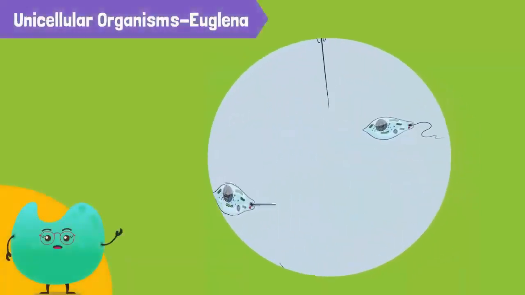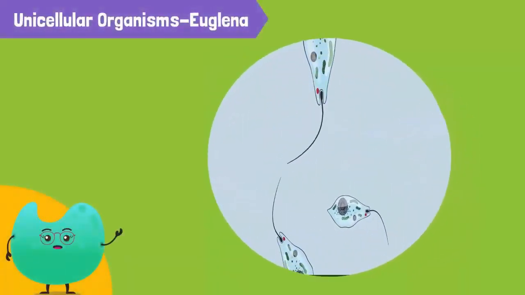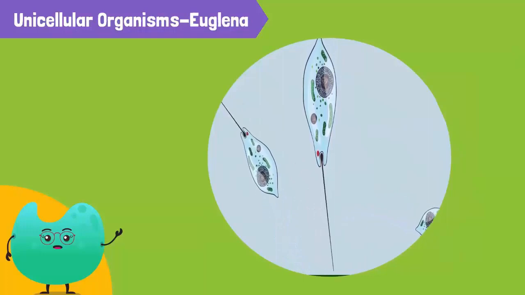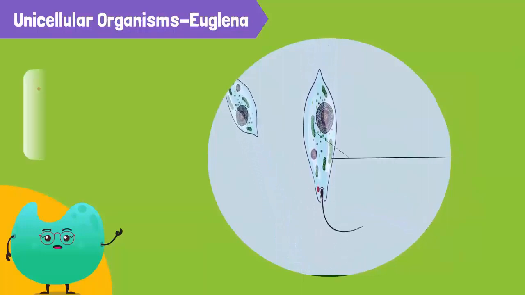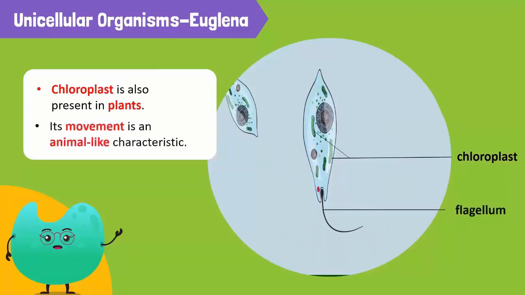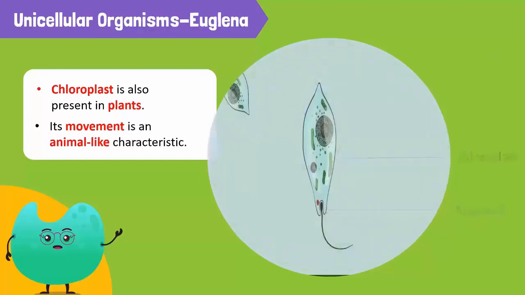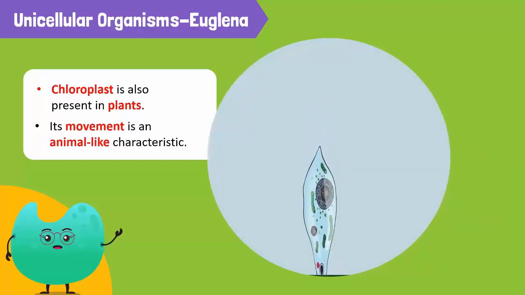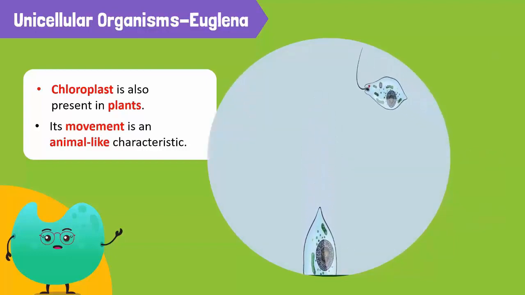Euglena has both plant and animal-like characteristics. See, it has a chloroplast in its cell for photosynthesis, which is also present in plants, but unlike plants, it can move from one place to another with the help of a long whip-like structure called flagellum. These cells can move, which is why we say they have animal-like characteristics.